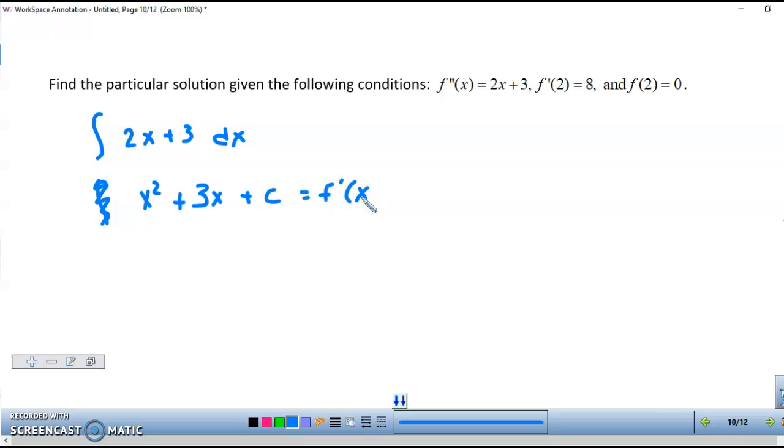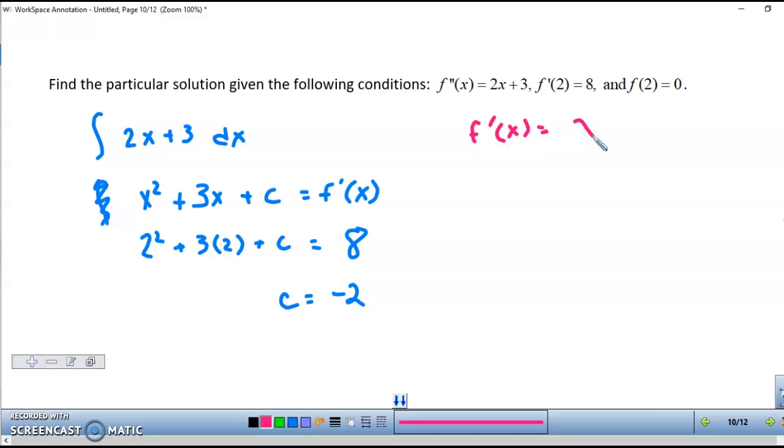And that gives us f prime of x since we started with the second derivative. Our initial condition for that was that when x was 2, f prime was 8. So if we do the math, we get that c is equal to negative 2. So that means our first derivative is really x squared plus 3x minus 2. So we're going to take the integral of that.